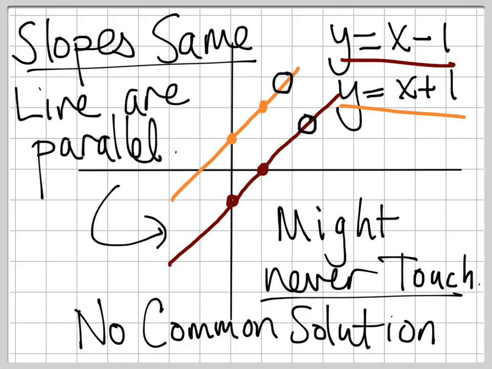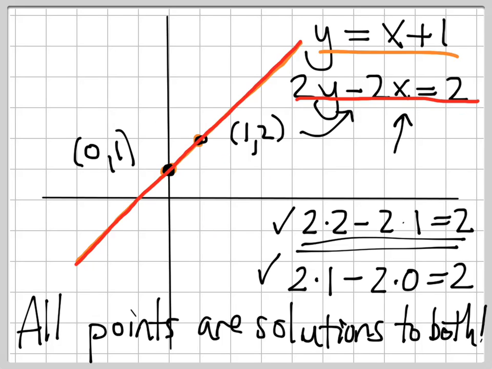When we have two lines that are parallel, two things could happen. One is they might never touch, in which case there's no solution at all. And the other thing that can happen is that they always touch, in which case there's an infinite number of solutions. So that's it. That's our lecture for the first part of Chapter 13.